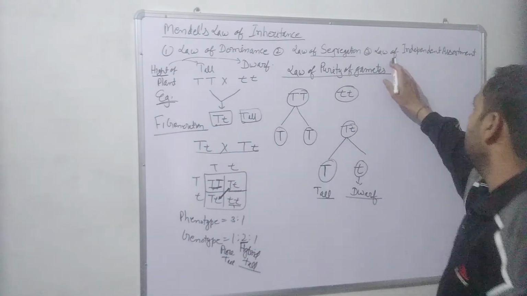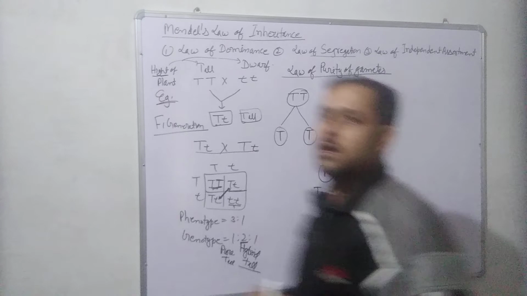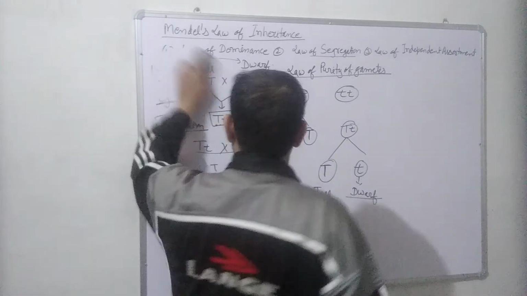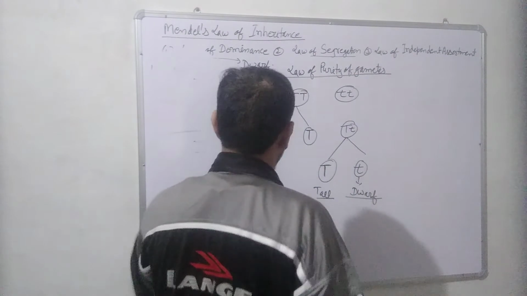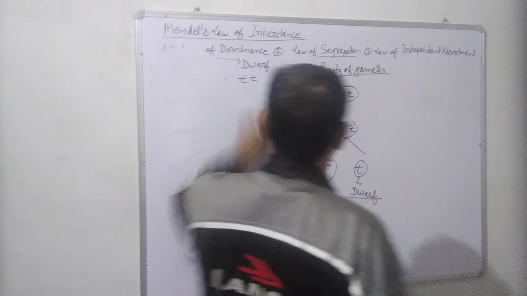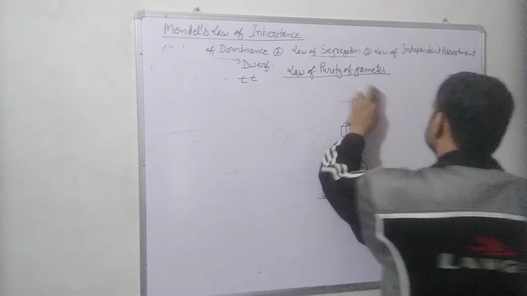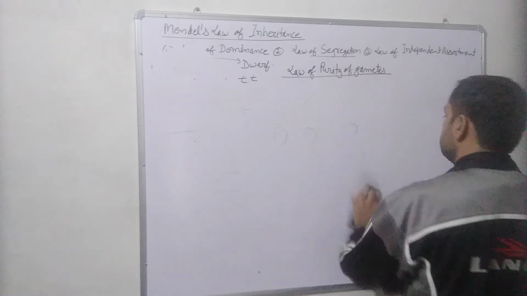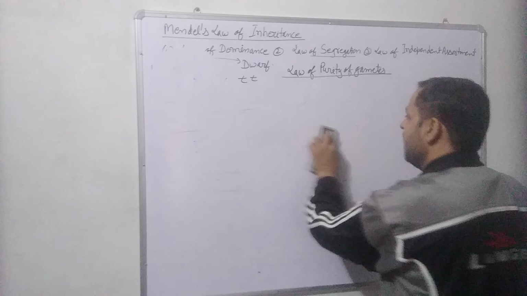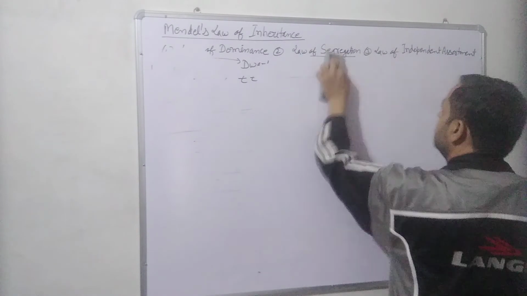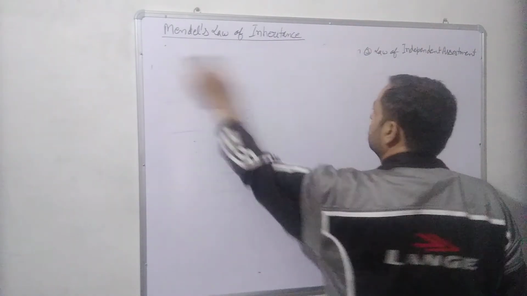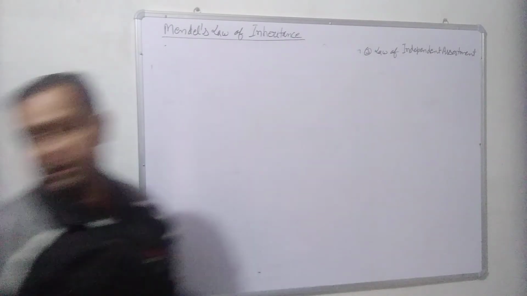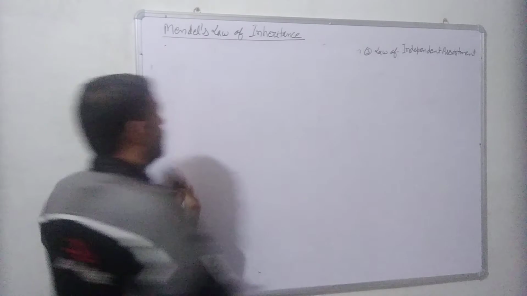Now third, the law of independent assortment. At the start of this video, I told you that the law of independent assortment depends upon the dihybrid cross. You can see it properly by this example. In a dihybrid cross, we take two characters and cross them with their recessive characters.